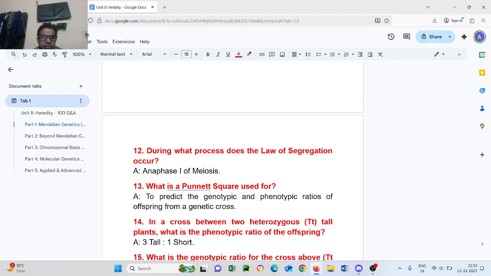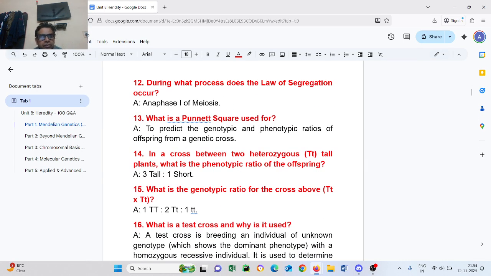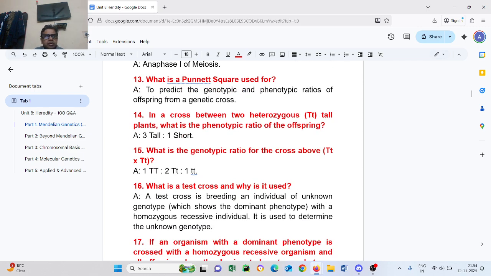Question number 14. In a cross between two heterozygous tall plants, capital T small t, what is the phenotype ratio of offspring? 3 tall, 1 short. Question number 15. What is the genotype ratio for the cross above? 1 capital TT, 2 capital T small t, and 1 small tt.